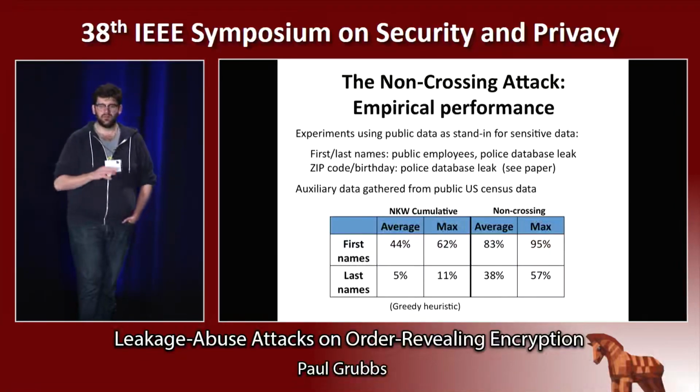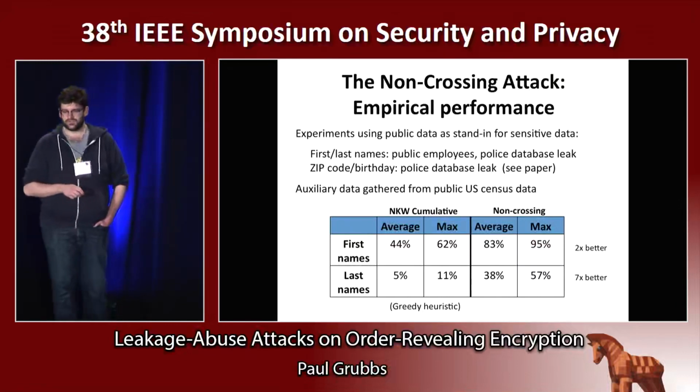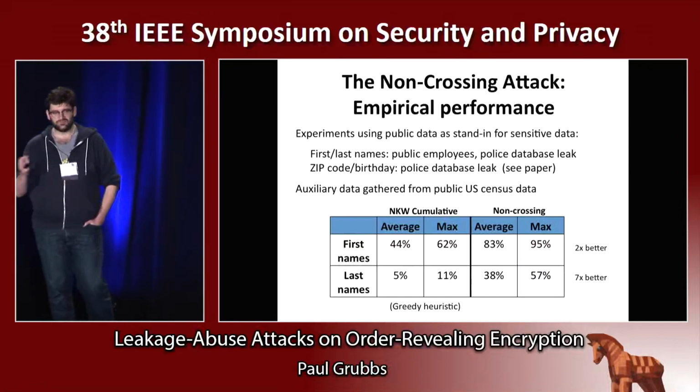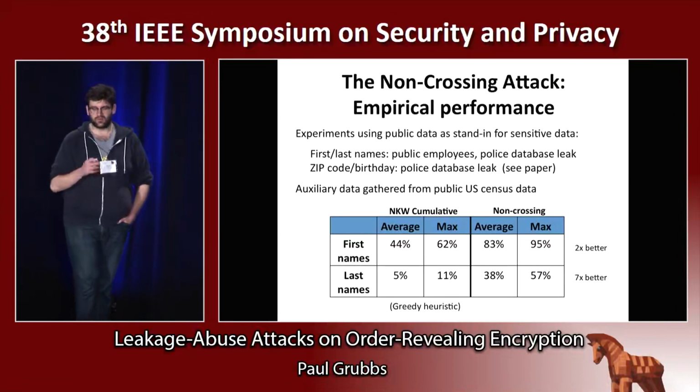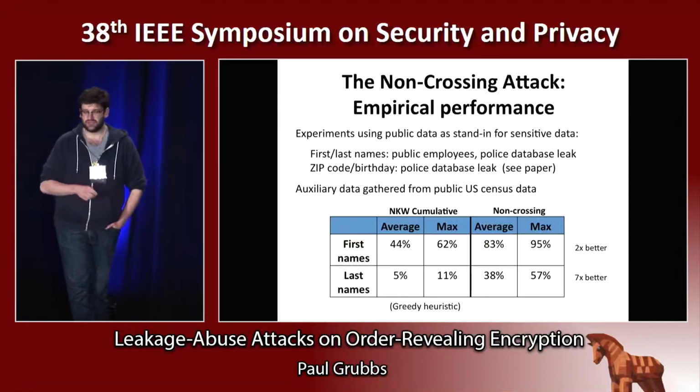And using this and the same weighting function as the cumulative attack, we were able to get about a 5% recovery rate on average for last names. This data shows basically that the non-crossing attack is about twice as good as the cumulative attack for first names and about 7 times as good for last names.